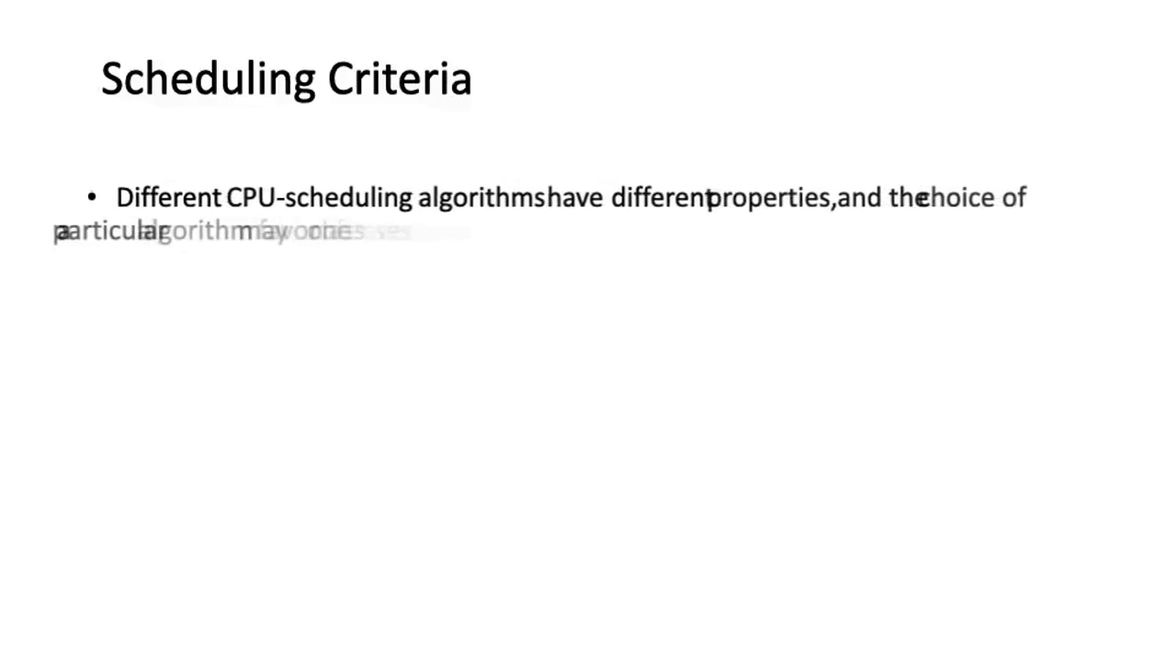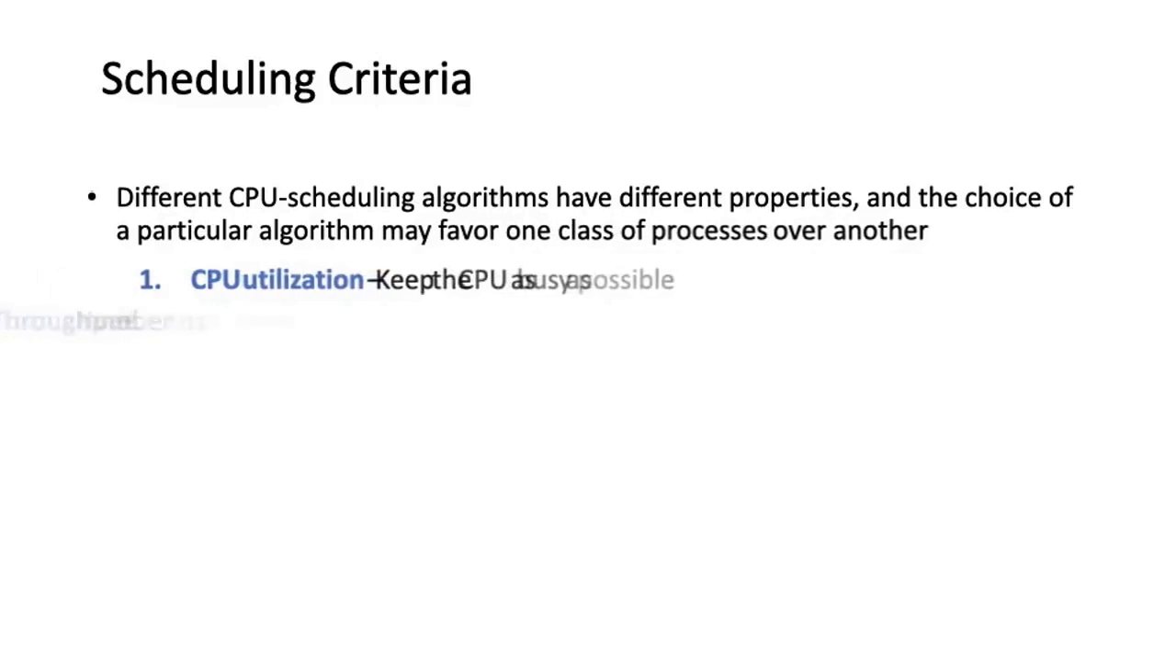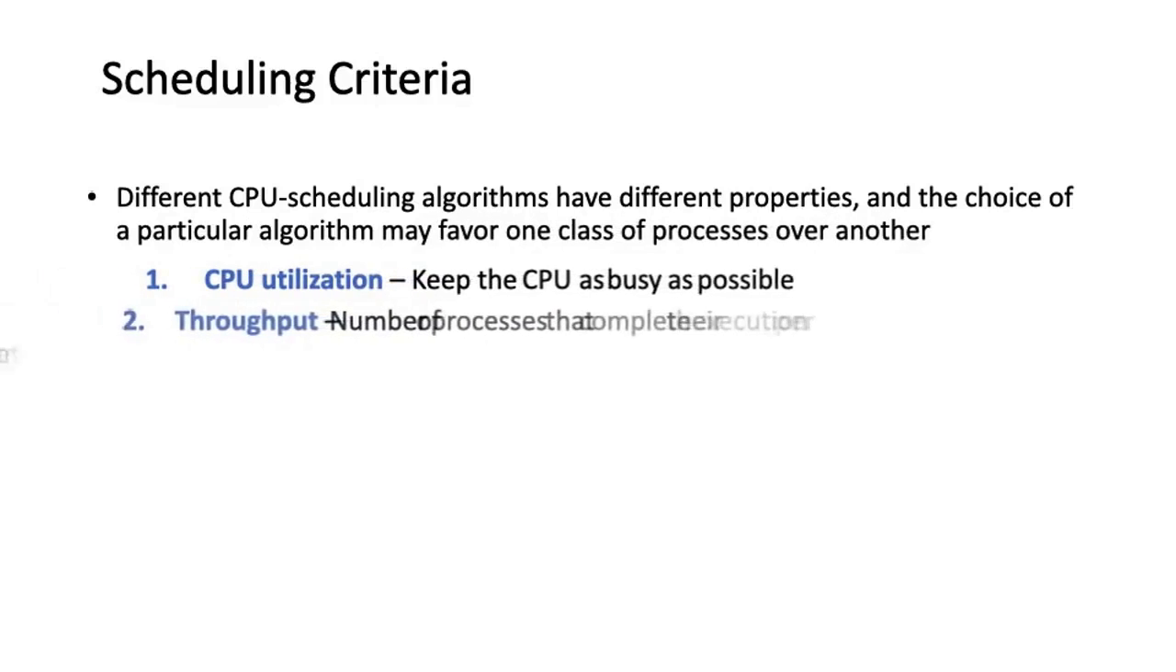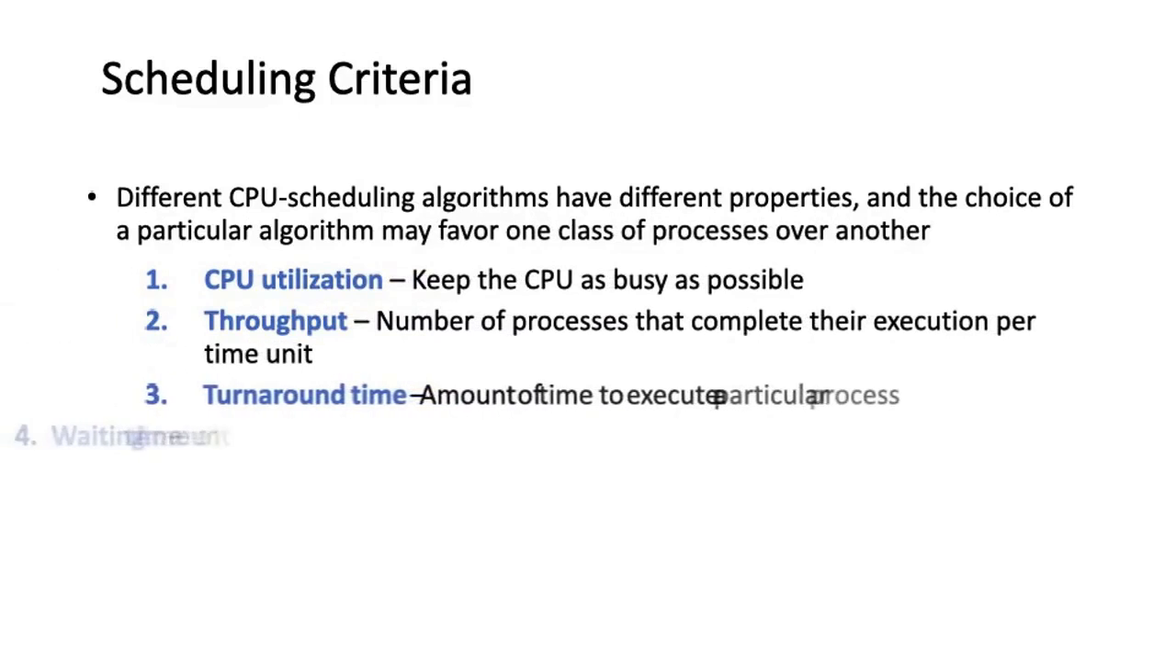Optimization is a really important factor when it comes to algorithms. In order to check the performance of scheduling algorithms, we use 5 major criteria. Let's look at each of them briefly. CPU utilization keeps the CPU as busy as possible. Throughput is the number of processes that complete their execution per time unit.